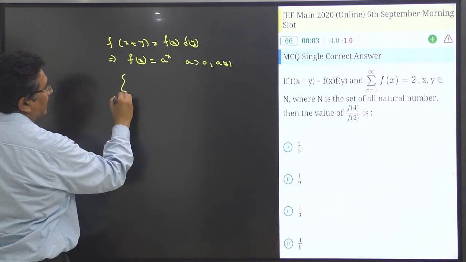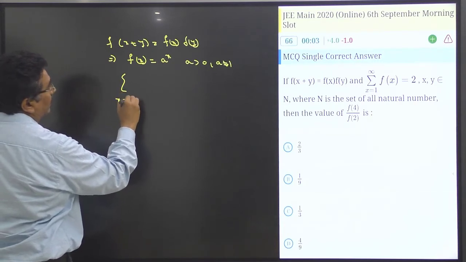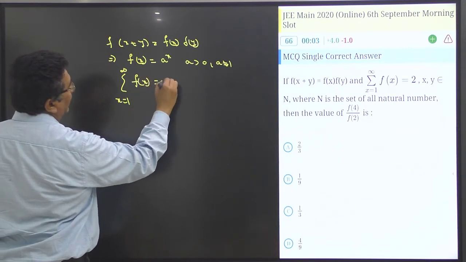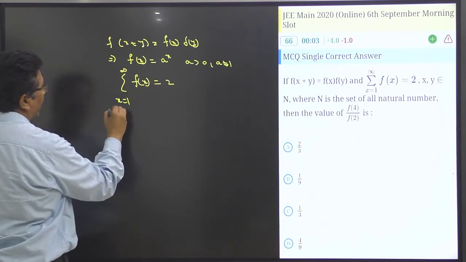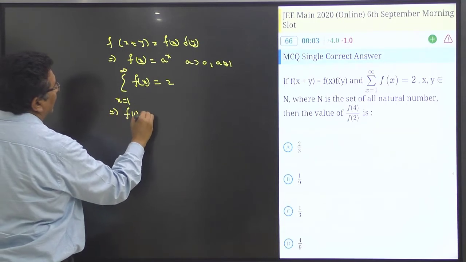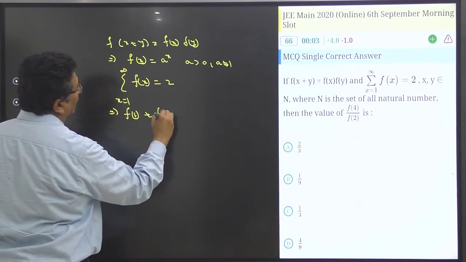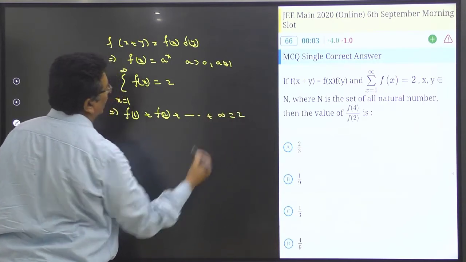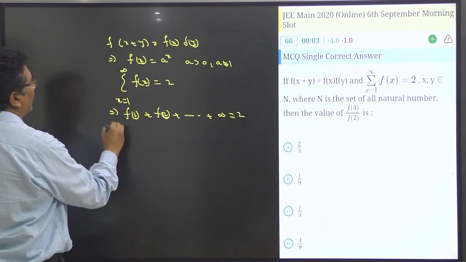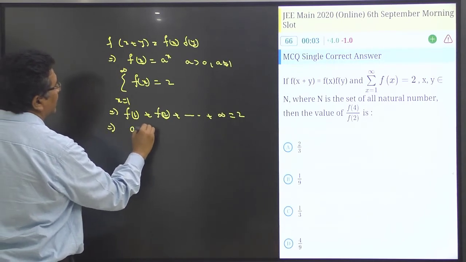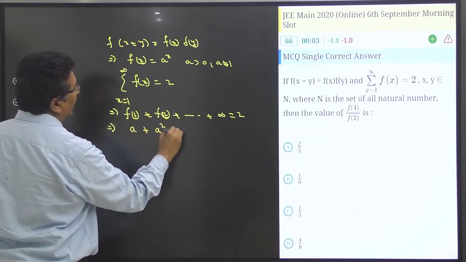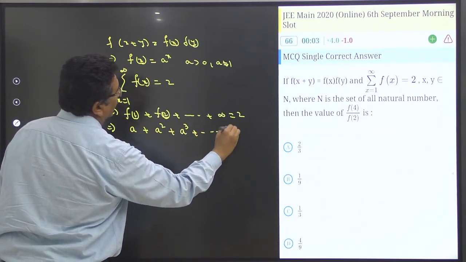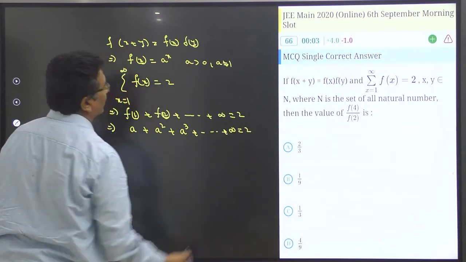Right, here sigma x is equal to 1 to infinity, f of x is equal to 2. That implies f of 1 plus f of 2 plus and so on to infinity, that is equal to 2. What is f of 1? Here f of 1 is a, f of 2 is a square, f of 3 is a cube, and so on to infinity, that is equal to 2.